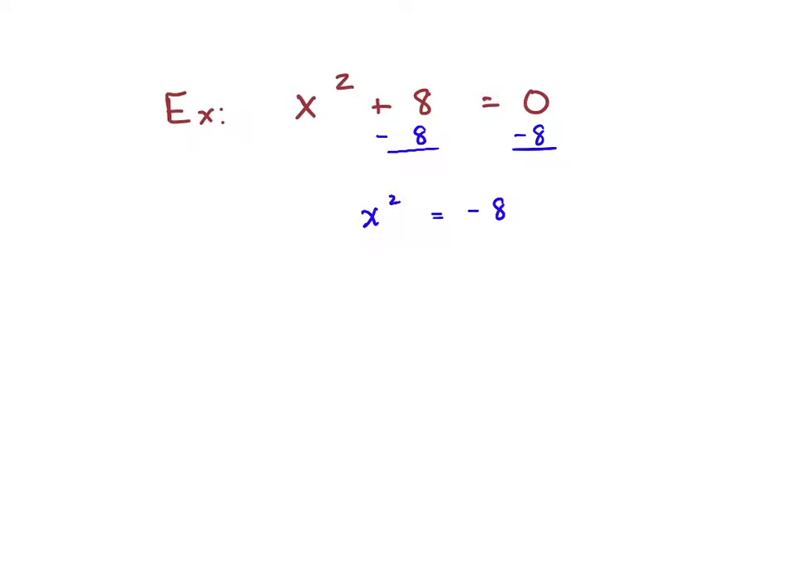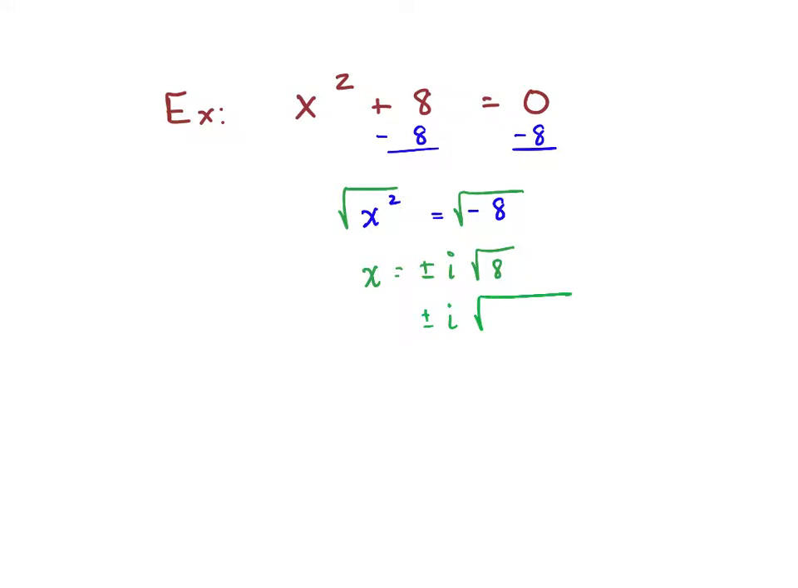And now the x squared is by itself. We can square root both sides. X equals plus or minus. We poke out the i, and now we just have to simplify that root 8. Okay, so let's take a look at how we do that.